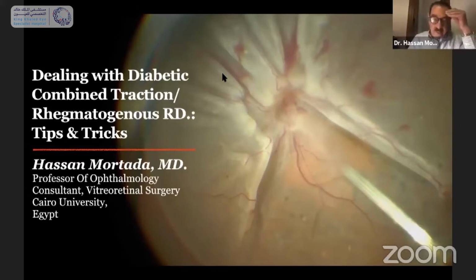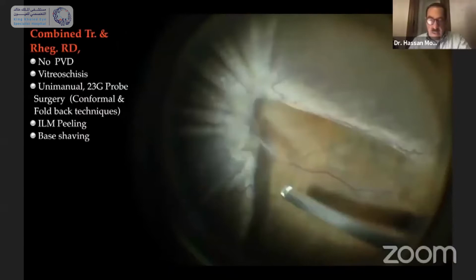I'm going to talk about combined traction rhegmatogenous retinal detachment, and I think in some situations it is one of the most difficult cases to deal with regarding diabetic vitrectomy. I will start with a simple case.